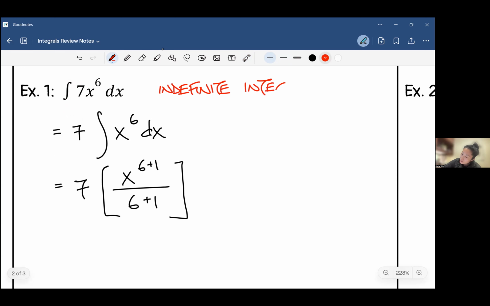And all that means is we're not going to get a number as an answer, but we need to have a plus c at the end because this is basically going to be a function that tells us how to find the area under the curve. Okay, so when we were talking about derivatives in the last class, we were talking a lot about slope, but anytime we're talking about integrals, we're really talking about the area under a curve.